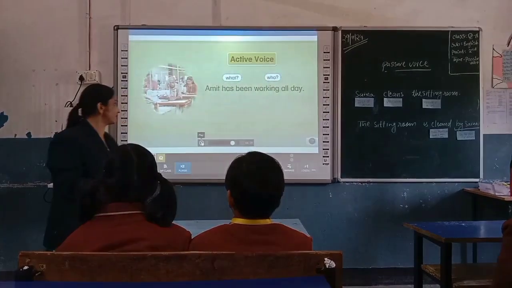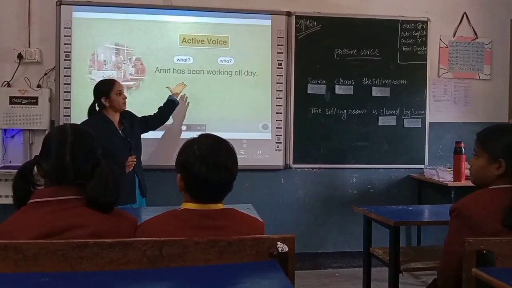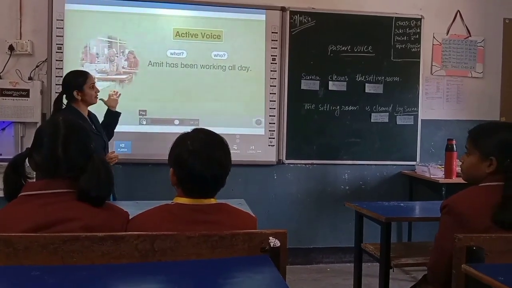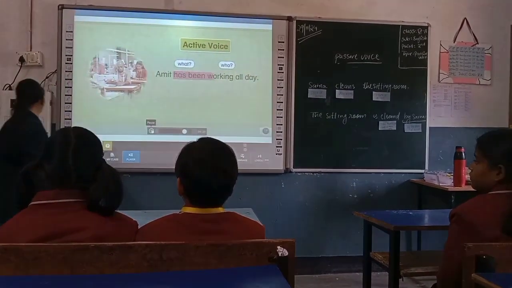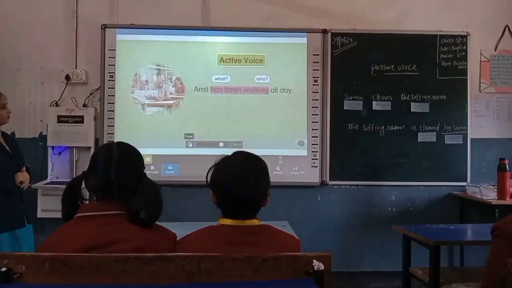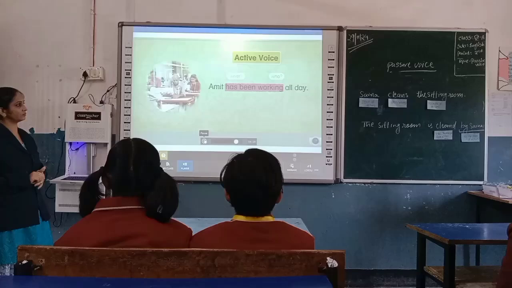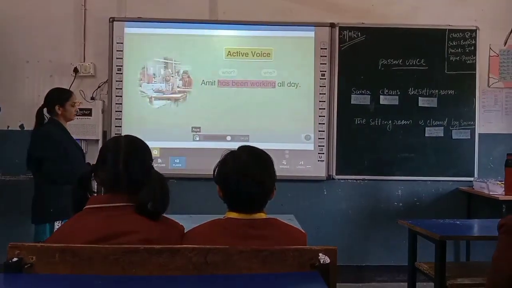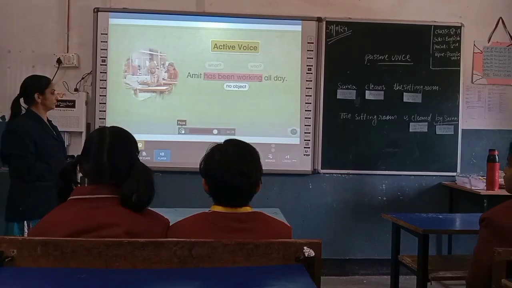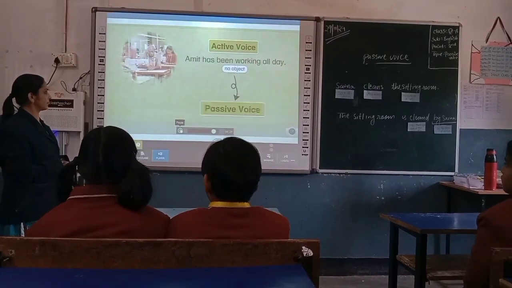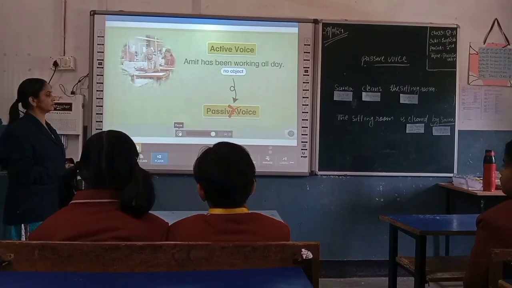Not all sentences. So in this case, passive voice is not possible. Amit has been working what? Amit has been working who? We don't get an answer. This means that the sentence does not have an object. A sentence without an object cannot be changed into the passive voice.